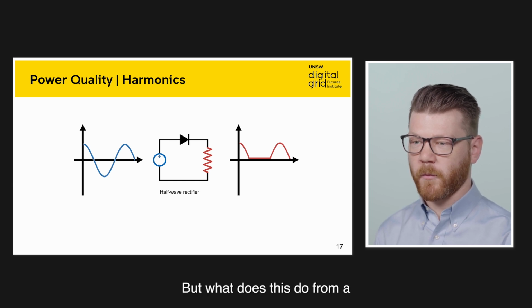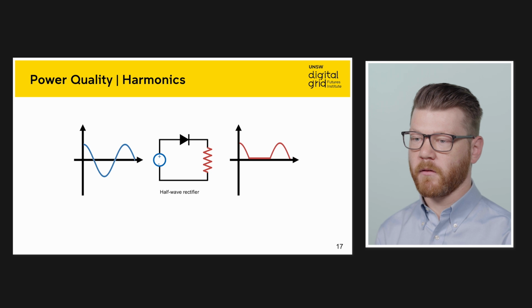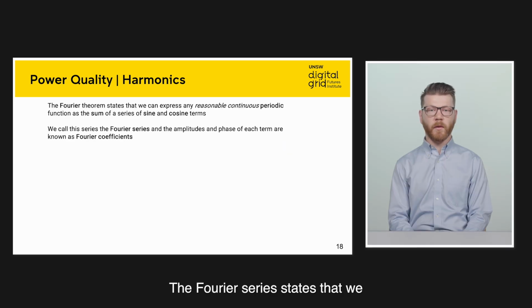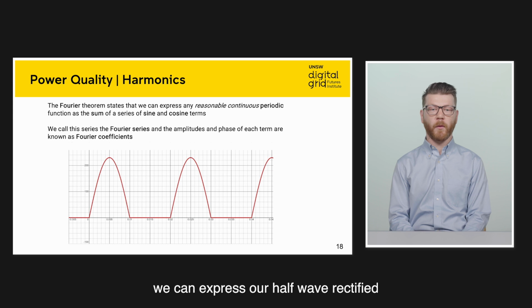But what does this do from a harmonic perspective to our grid? The Fourier series states that we can express any reasonably continuous periodic function as a sum of a series of sine and cosine terms. Looking at the example from before, we can express our half-wave rectified waveform, shown in red here, as a sum of sine and cosine terms.